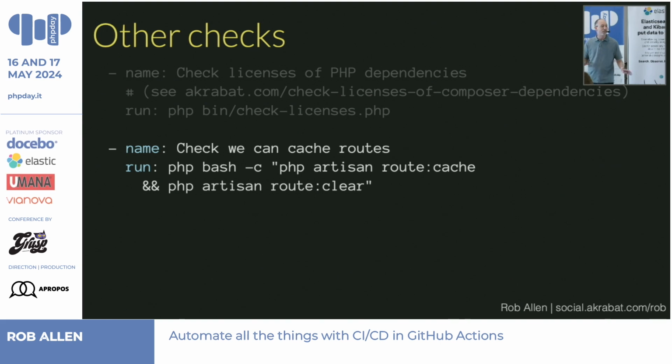I literally cannot remember what the mistake was, but someone had committed the wrong thing. As a result, we couldn't cache the routes. We put it into our CI, problem disappeared.